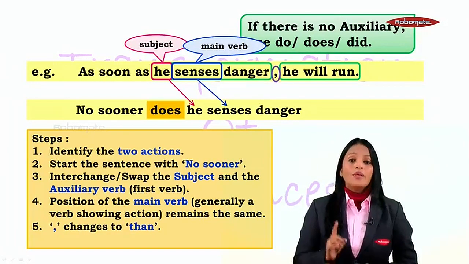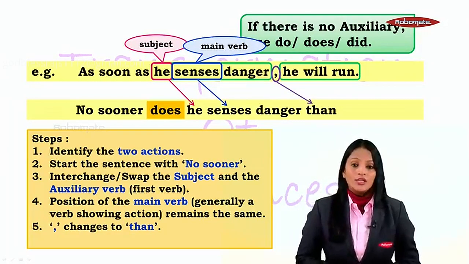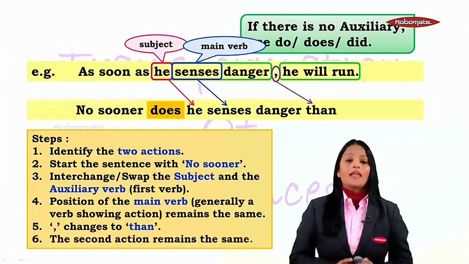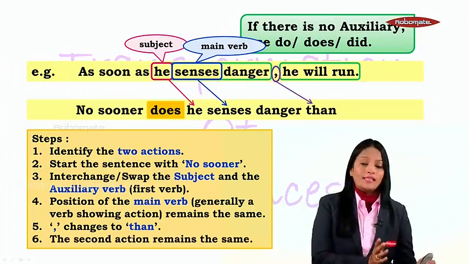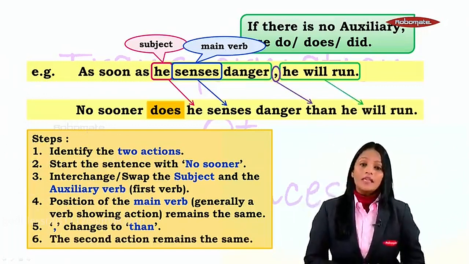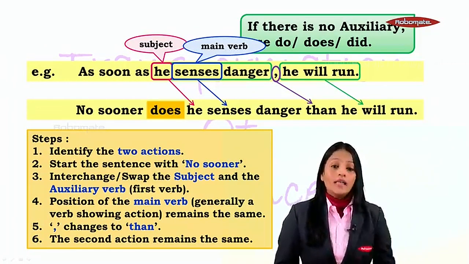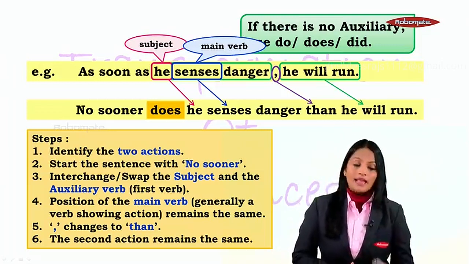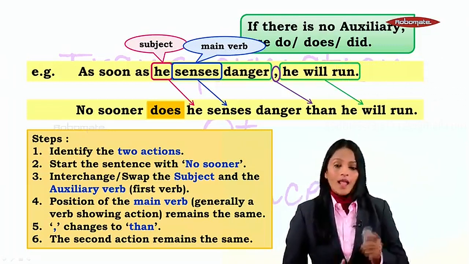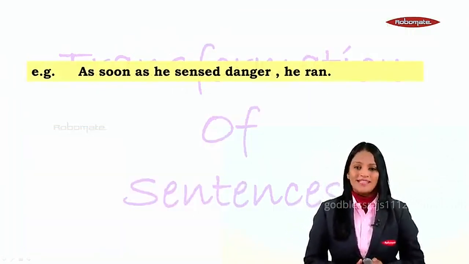And then we have the comma changing to than, and then we will have the remaining sentence as it is. That is, he will run will remain as it is. So, no sooner does he sense danger than he will run. Let's take one more sentence.